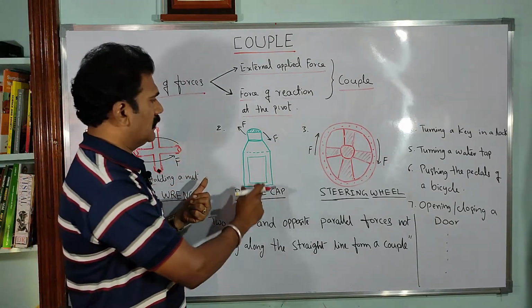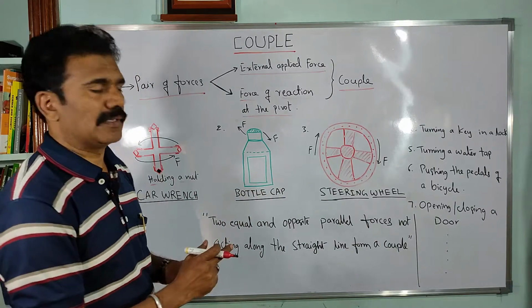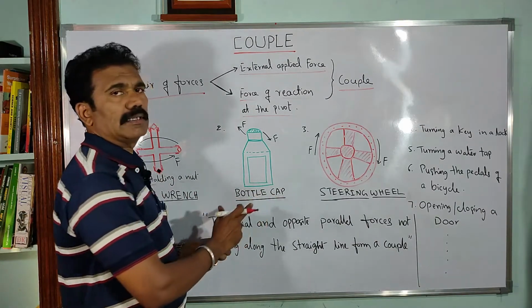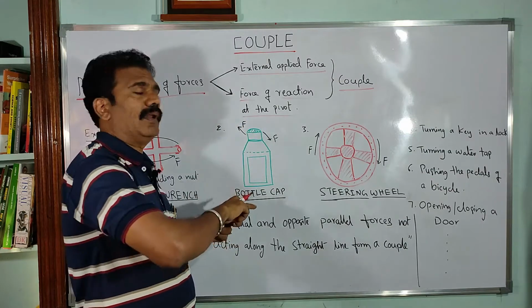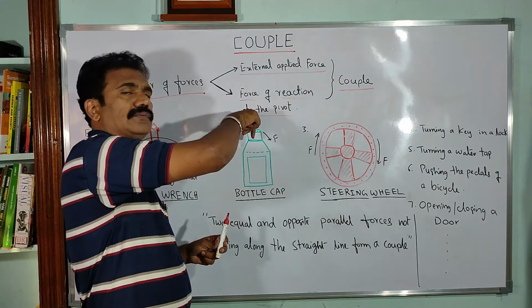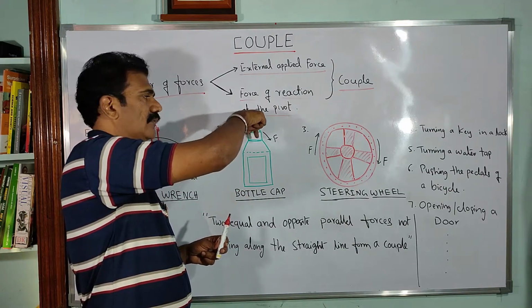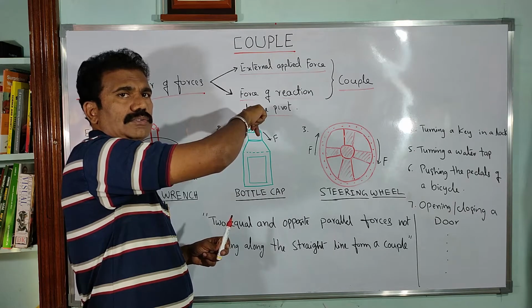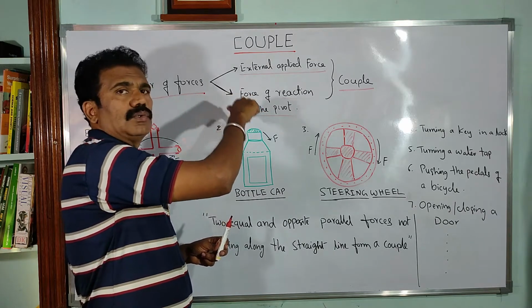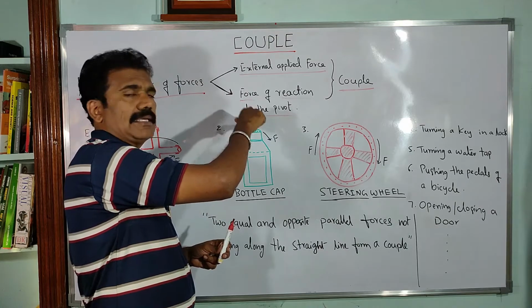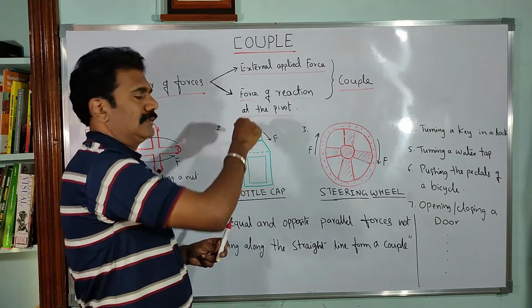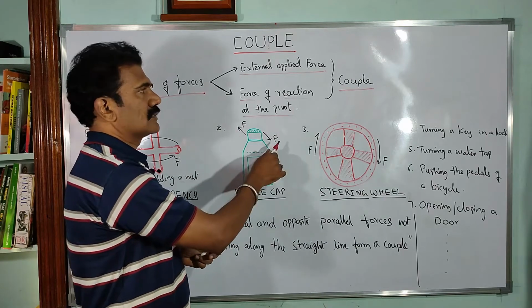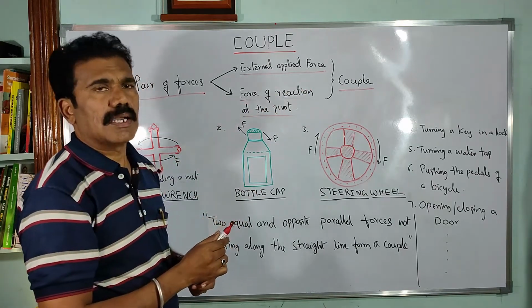Similarly, to understand better, consider one more simple example. You know the bottle cap. To remove that cap, we need to apply two forces again, either this way or this way. To open or close, we need to apply two equal and opposite forces on the cap, then only is it possible to open or close the lid. So the two forces always constitute the couple.